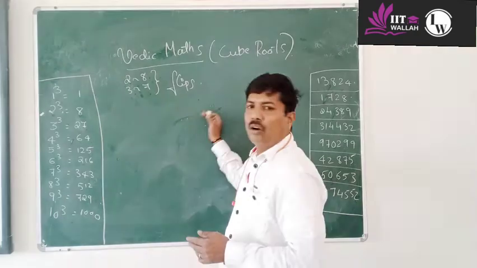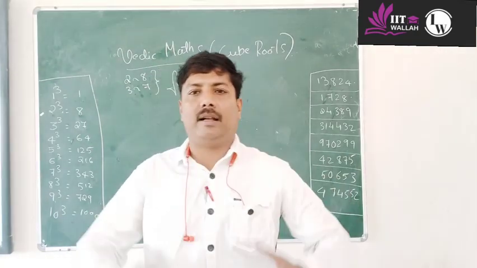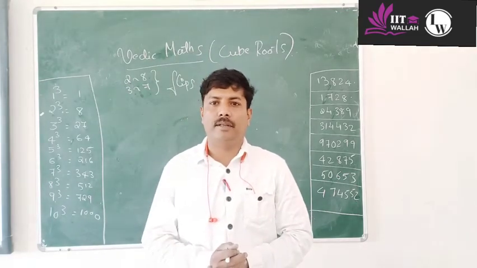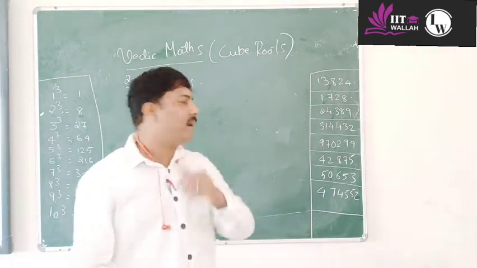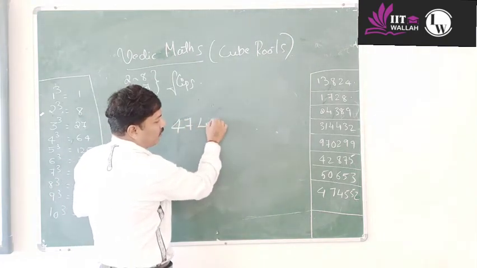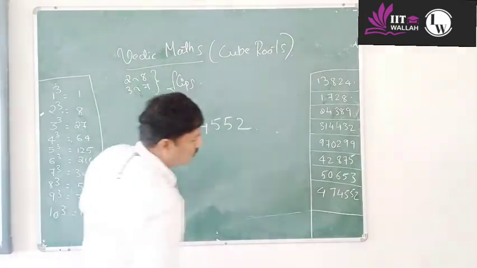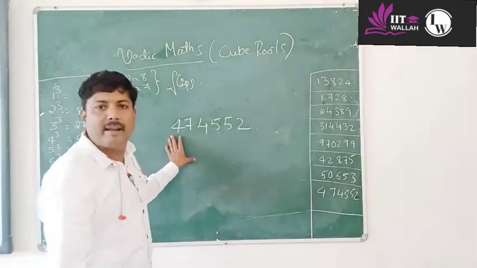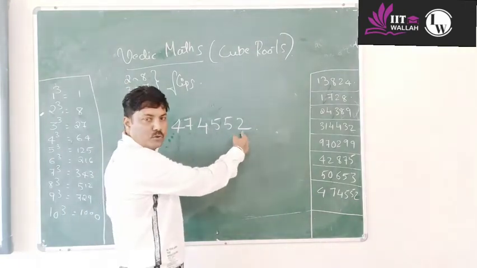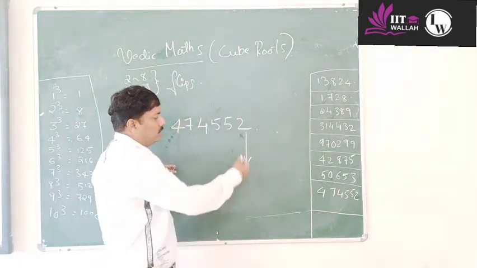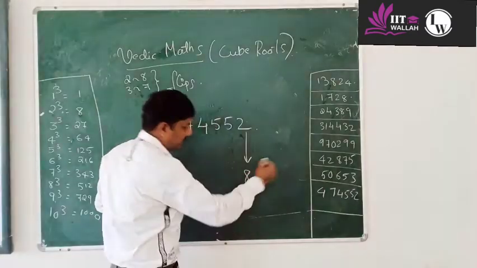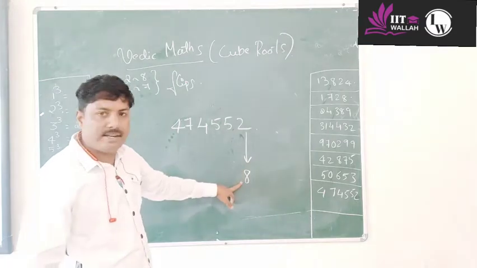Okay? So let us check some big numbers and find the cube roots of these perfect cubes. The first number I am going to take is 474552. This is a big number, 6 digits. The last digit is 2, so its cube root will end with 8. If it is 2, it will be 8.